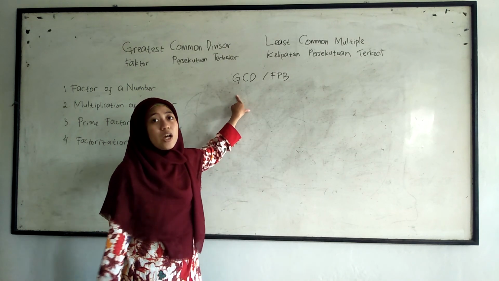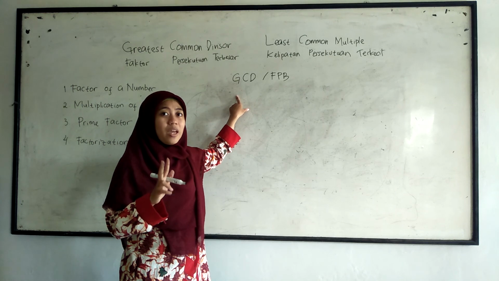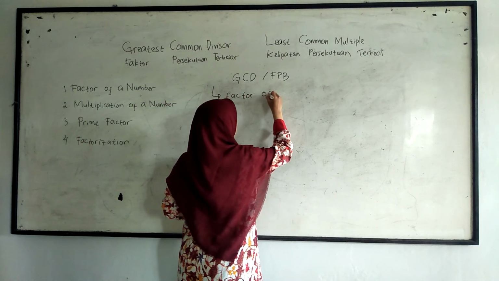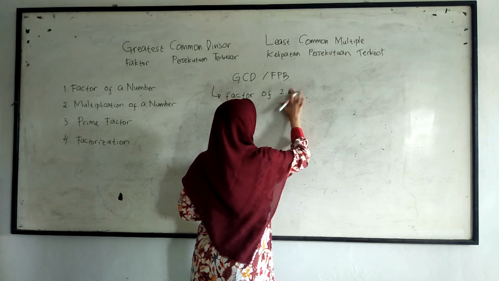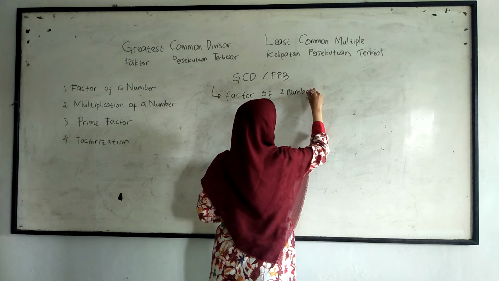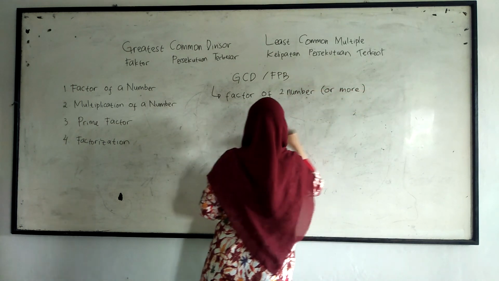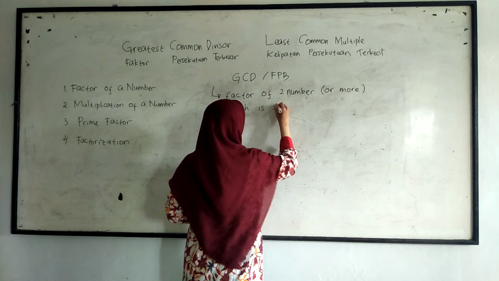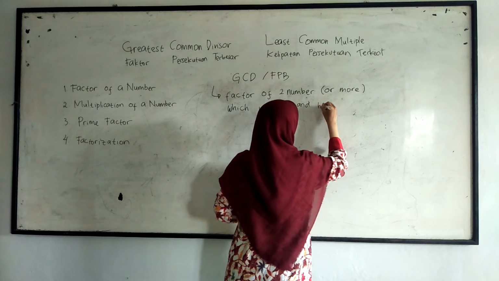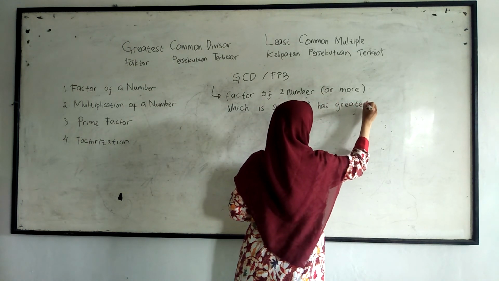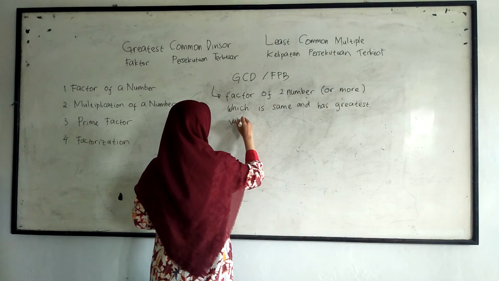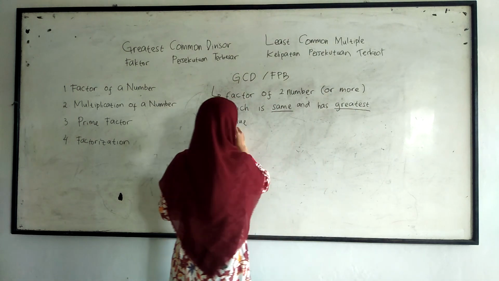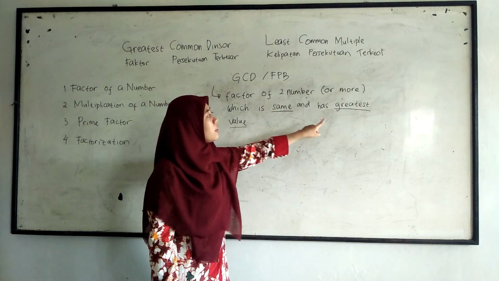Greatest common divisor is factor of 2 numbers that is same and has greatest value. Two numbers or more. So the key is in same and greatest value. It is the keyword. So the keyword is in same and greatest value.